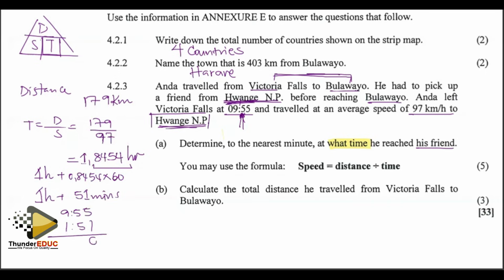This comes to 6. 10, you remain with 4. You go with the 1. So this other side is what? So he reached at 11.